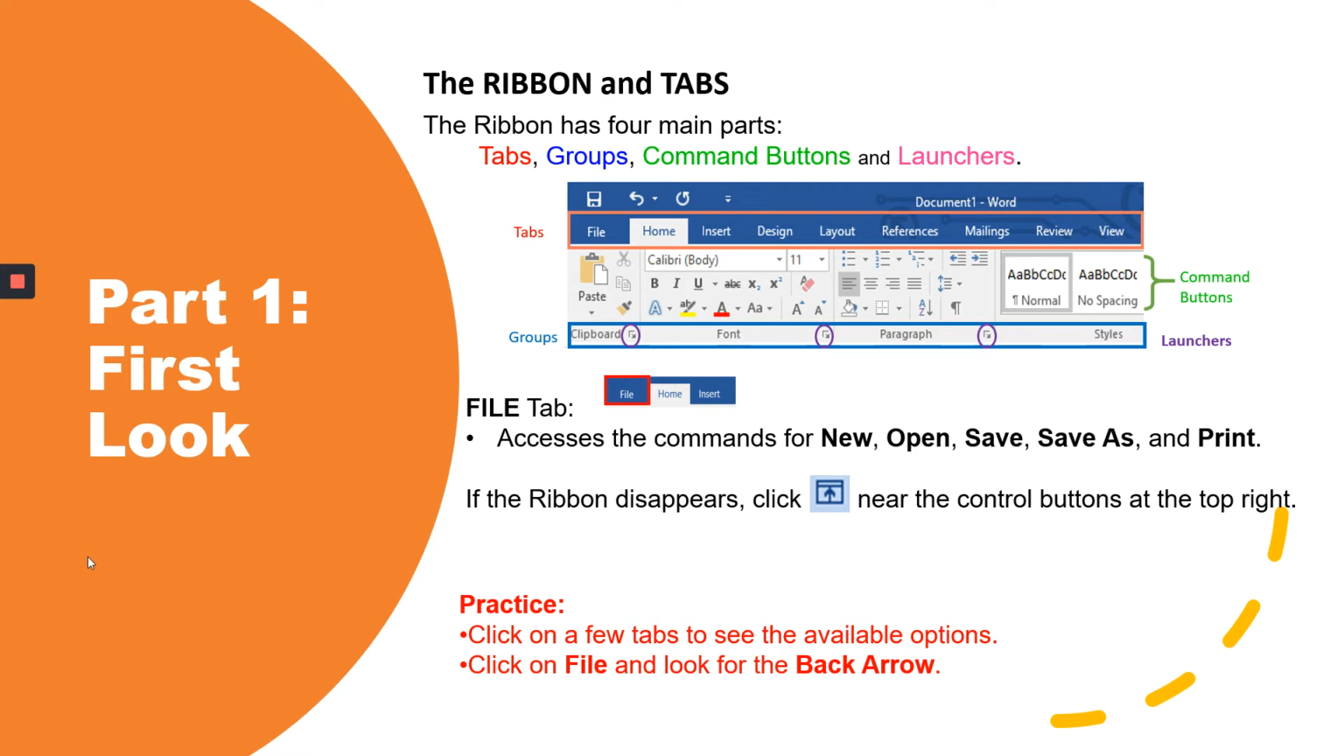The File tab is where you access the commands for New, Open, Save, Save As, and Print. If the ribbon disappears, click on the little icon with the square and the up-facing arrow near the control buttons at the top right.